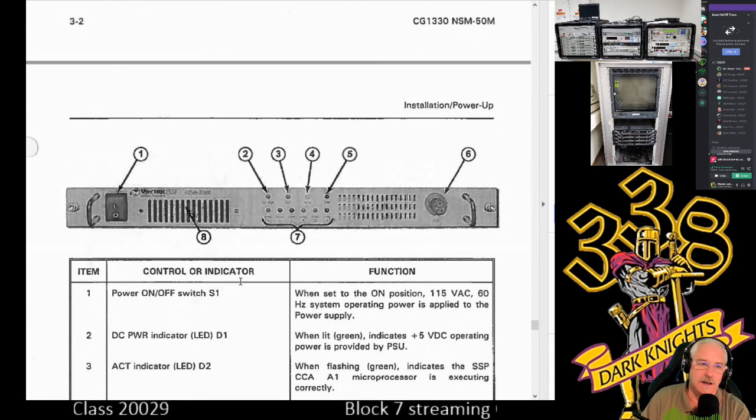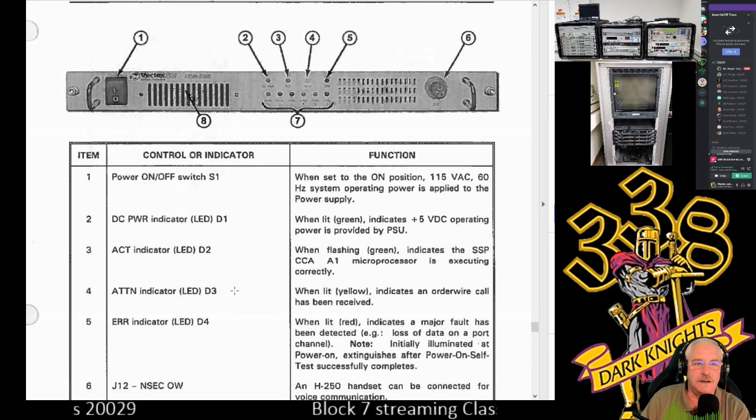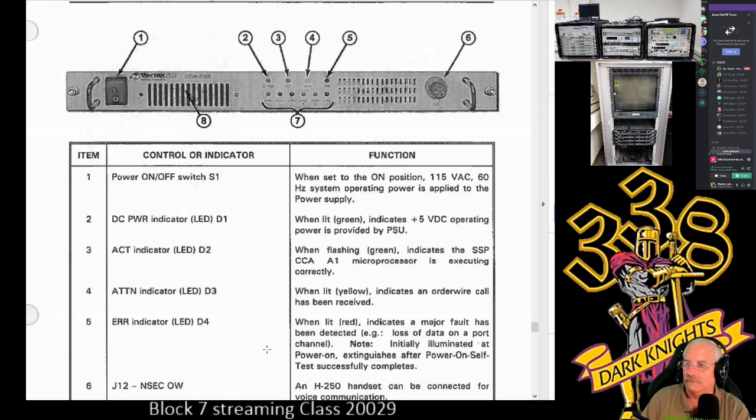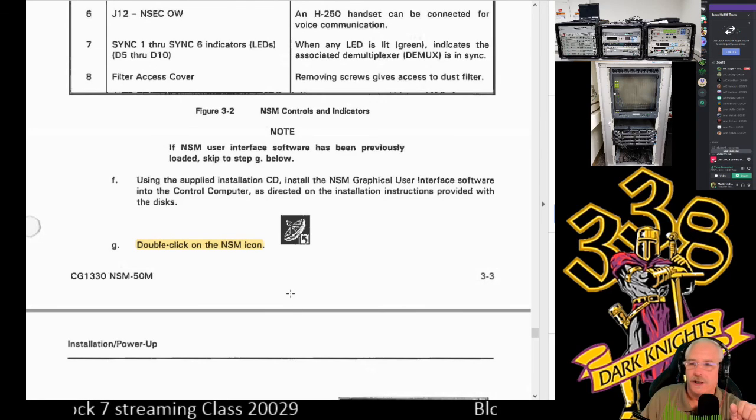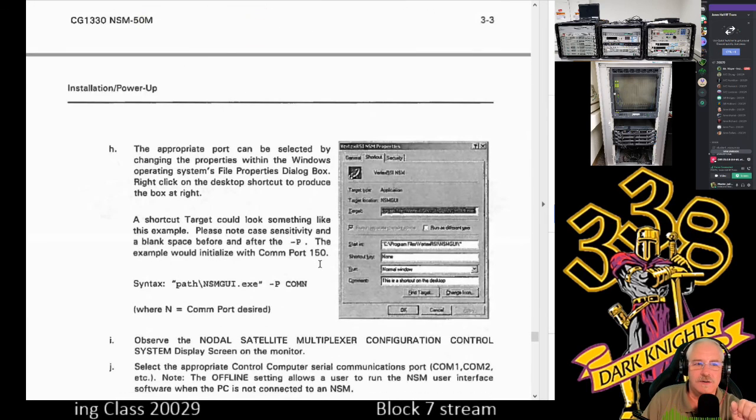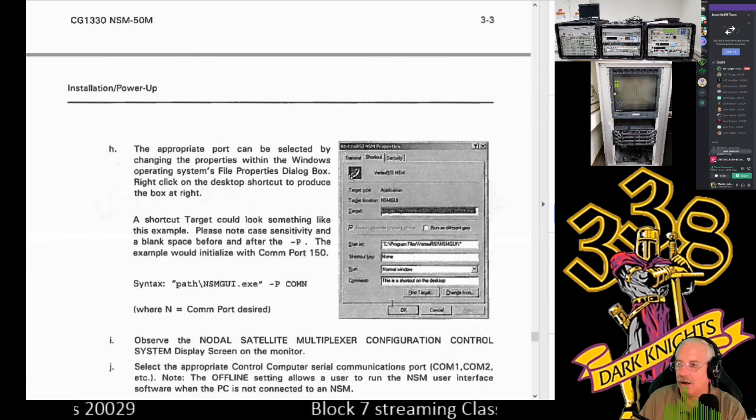This is the front of the NSM, and it gives you all the indicators on the front panel and what they stand for. Again, the error light, if it is on, it's telling you that you don't have the darn thing programmed yet. You got to take a look at what you did to cause some grief like that. When you get on the GUI, you'll notice it says double click the NSM icon. This is the icon that it presents, and you can see that this is part of the GUI and how you start logging into everything.